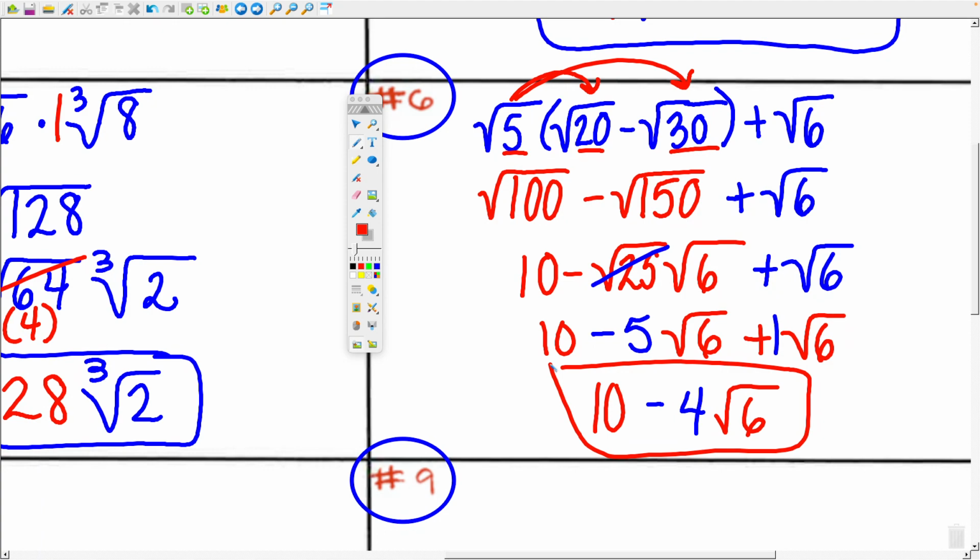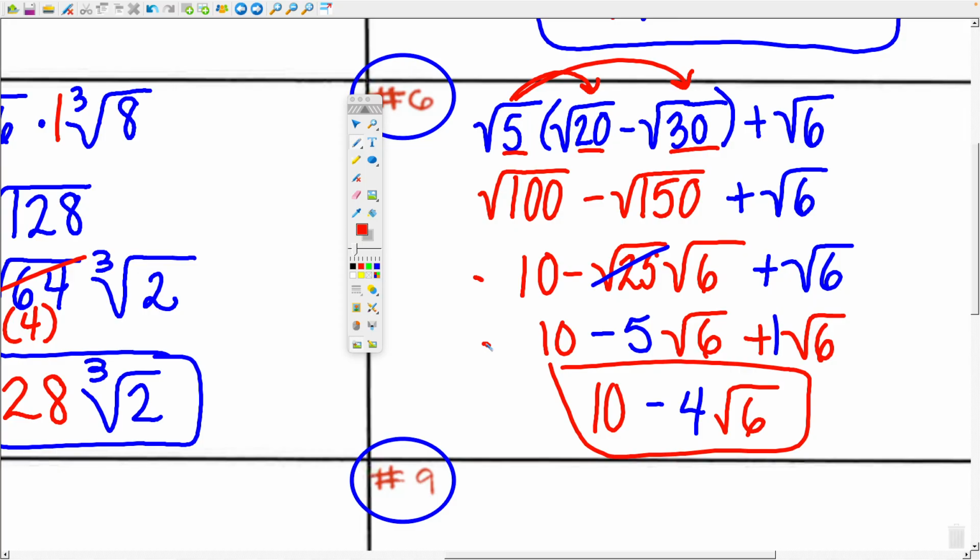Let me see if I understand what row you're talking about. Are you talking about this row right here? Okay, so you understand where the 10 came from, right? You understand where the negative 5 came from, right? So your question is about the radical 6? Or the other one? Why is the 1 not in the solution?